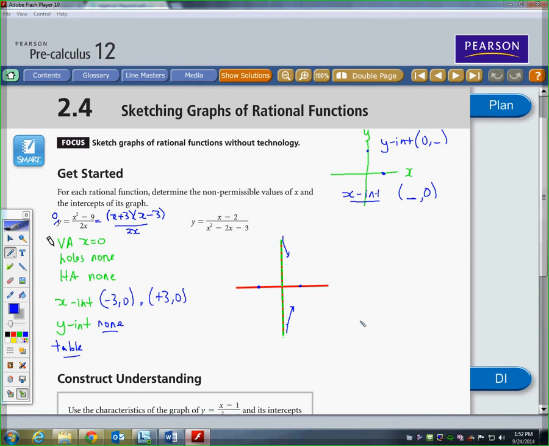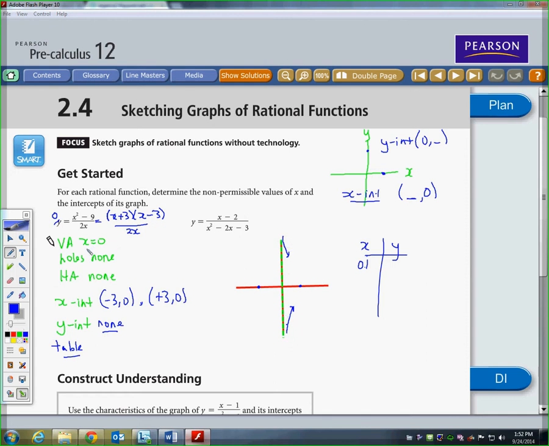So for my table of values, I make an x and a y, and I'm interested in just beside 0. So I can put a positive 0.1, just to the right of that vertical asymptote. And I'm wondering, am I going to get a positive value or a negative value?